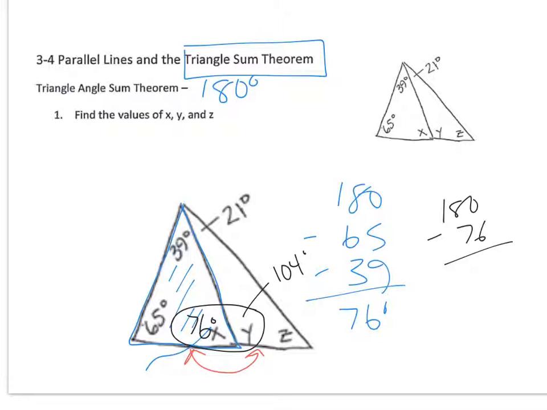Then this red triangle is going to be 180 minus 21 minus 104 to get z. So 180 minus 21 minus 104 is 55 degrees. So z is 55 degrees.